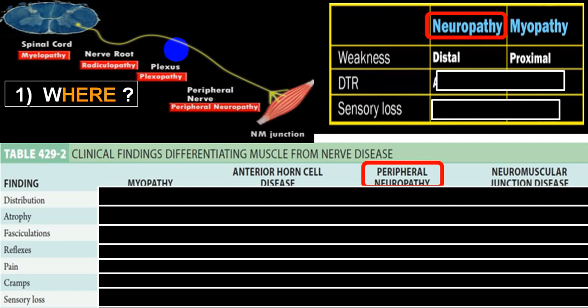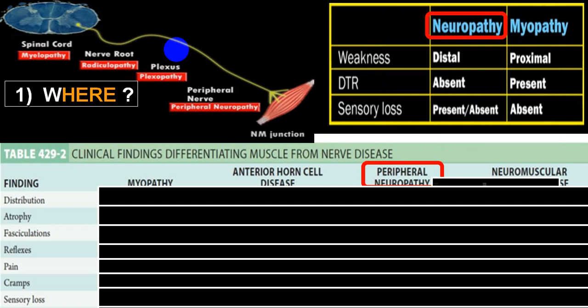As far as the deep tendon reflex is concerned, in myopathy it will be preserved, while in neuropathy, if that root is being involved, the deep tendon reflex will be absent. And as far as sensory is concerned, in myopathy it is not involved, while in neuropathy, if it is a mixed nerve, it will be involved, and if it is pure motor, then sensory is not involved.